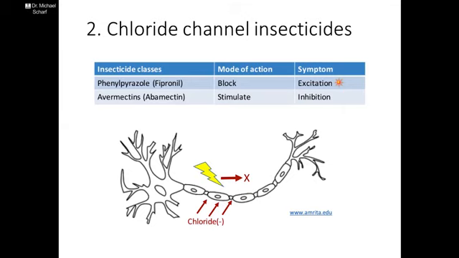Like I showed you in that nerve recording, we can apply fipronil to a nerve or to an insect and see really elevated electrical activity happening. We also have the abamectins, which stimulate these chloride channels and cause inhibition in neurons. And so we have two very different kinds of action at the target site here for the chloride channels.